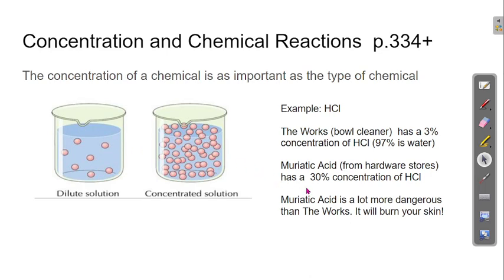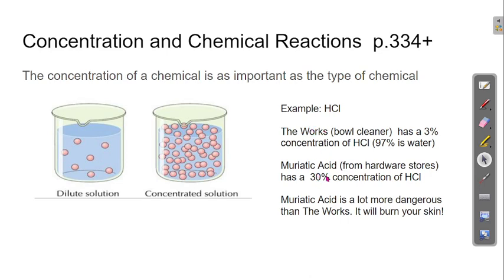Muriatic acid, which you can buy in hardware stores, has a concentration of hydrochloric acid of 30%. That means 70% is water. It has more hydrochloric acid than The Works. It's less diluted. There's less water when you're buying muriatic acid. The amount of hydrochloric acid is higher, 3 versus 30%.